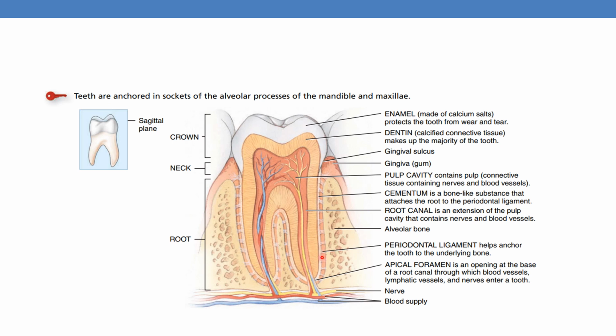And this lining is the periodontal ligament that helps anchor the tooth to the underlying bone, and it also acts as a shock absorber when chewing. And here is also the apical foramen. It is an opening at the base of the root canal through which blood vessels, lymphatic vessels and nerves enter the tooth.